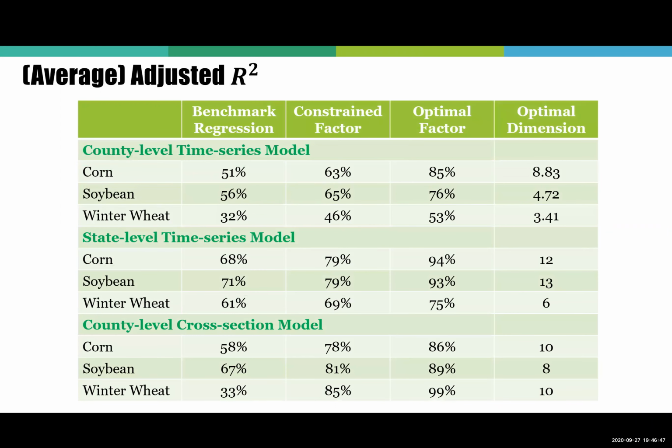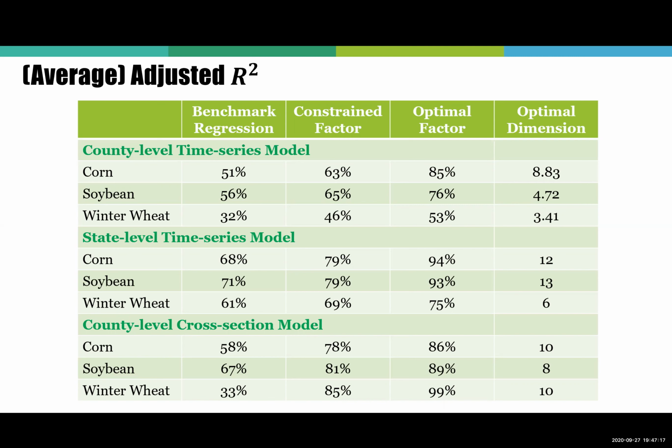We now evaluate the models by comparing their adjusted R-square. Note that the county-level time series models are fitted to all counties within the state, and hence the reported value should be interpreted as the average across all counties. The effectiveness of the proposed dynamic factor model is clearly demonstrated by the much higher values of the adjusted R-square as compared to the corresponding values from the benchmark regression models.